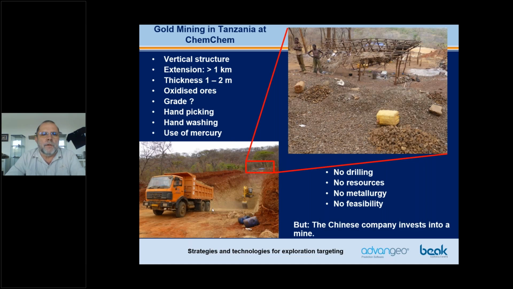And what we can see here is a construction of a mine. The vein actually is striking here, dipping vertical down, and the Chinese owner of that license decided to construct the mine without drilling, without resources, without methodology, and without feasibility.